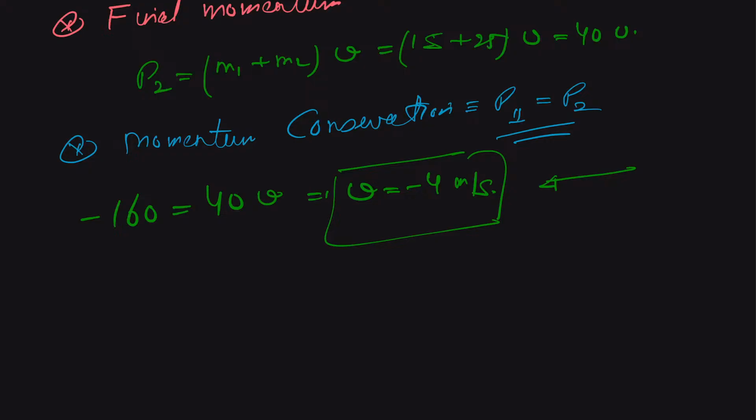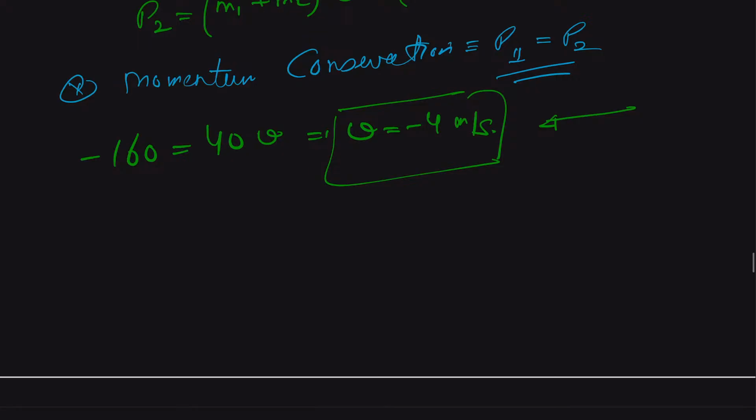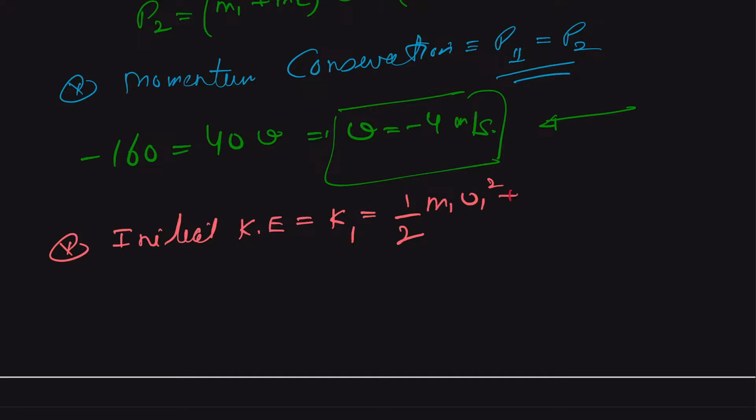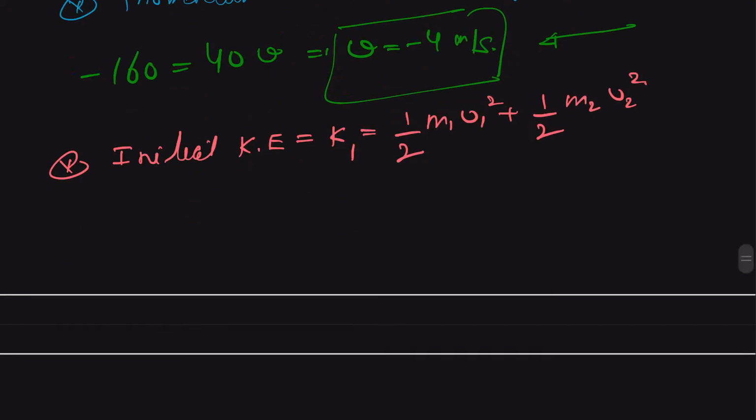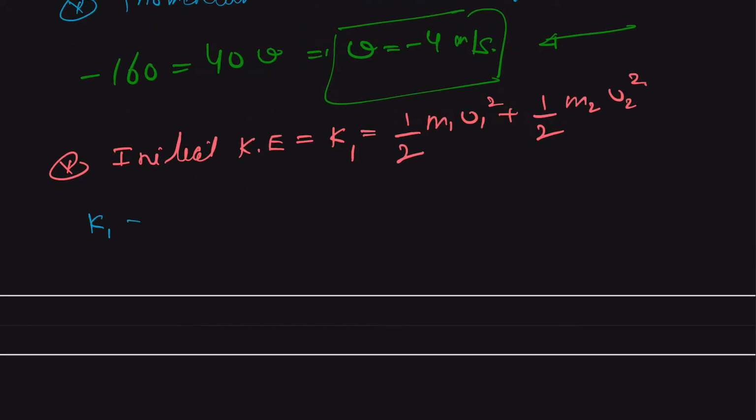Now we come to the kinetic energy. So we can say the initial kinetic energy, let us call this K1, will be equal to half M1 V1 squared plus half M2 V2 squared, and we can simply substitute the values. K1 comes as half times M1, which is 15, times 6 squared, plus half times M2, which is 25, times 10 squared.